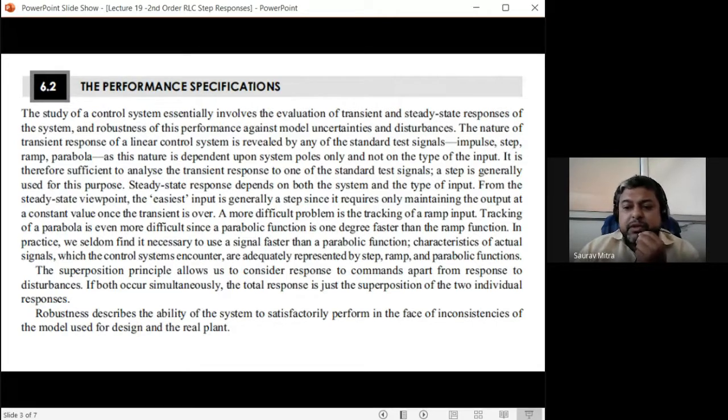Okay, so a relation between omega and f is omega is equal to 2 into pi into f, and pi is 3.14, pi is not 180. So whatever pi we are talking about here, it will be in radians. So pi is 3.14, 2 into 3.14 into f.